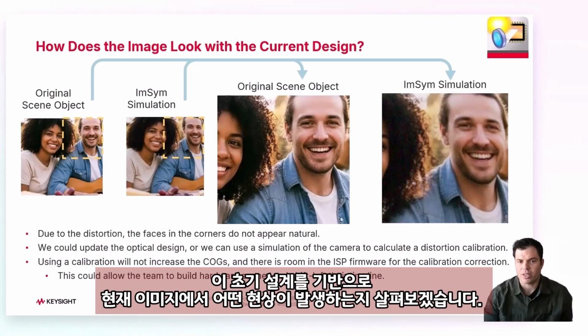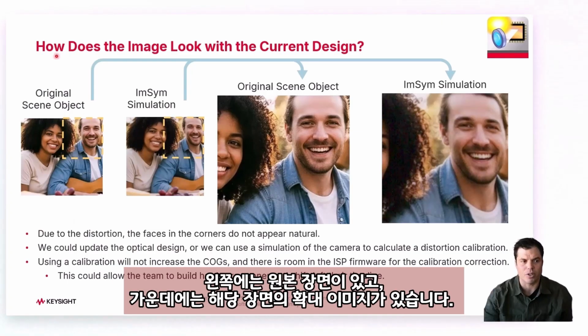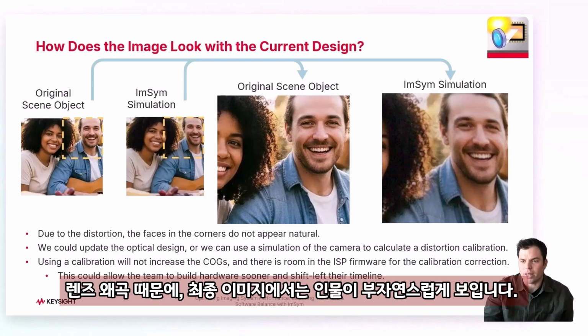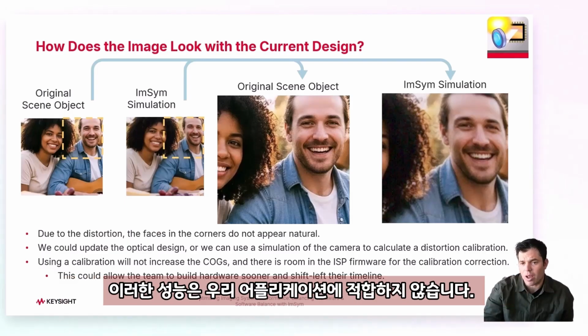We have this initial design. Let's look at what is happening with the current images. On the left here, we have the original scene object and a corresponding zoom here in the middle. We've taken a picture of our friends, and when we look at the simulation through ImSym, we see something does not look right in the corner. Due to the distortion of the lens, the ImSym simulation shows our friend looks unnatural in the final image. For our application, this performance is not acceptable.